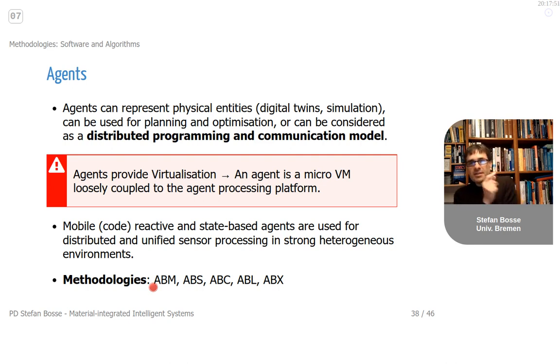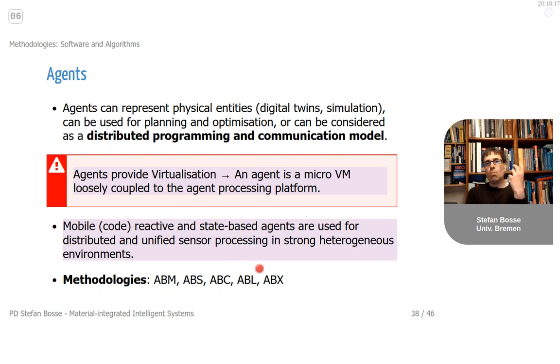Agents are the second methodology I propose, and agents can represent physical entities, digital twins, simulation, can be used for planning and optimization, or can be considered as a distributed programming and communication model. And that's the point here. So agents provide virtualization too. An agent is a micro VM loosely coupled to the agent processing platform. I did this in the past more than 10 years.